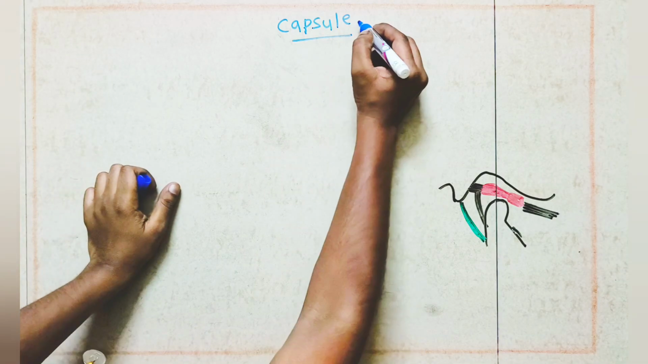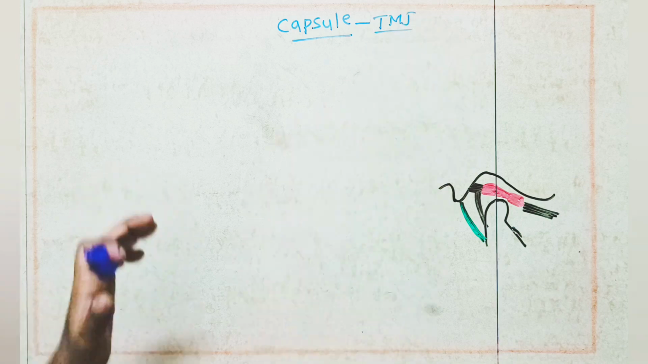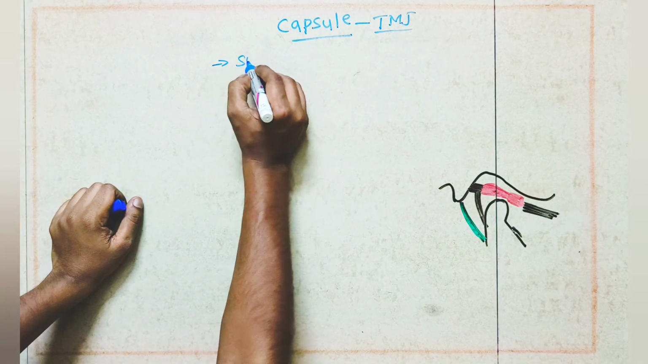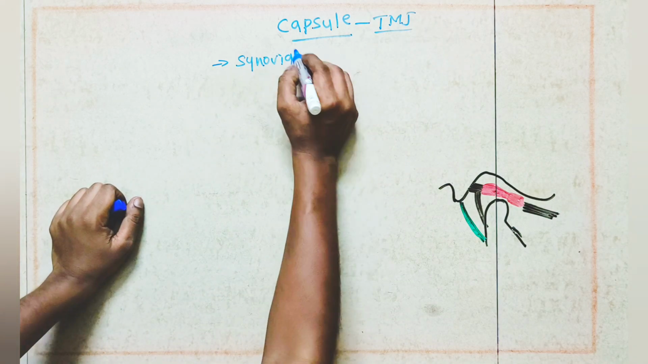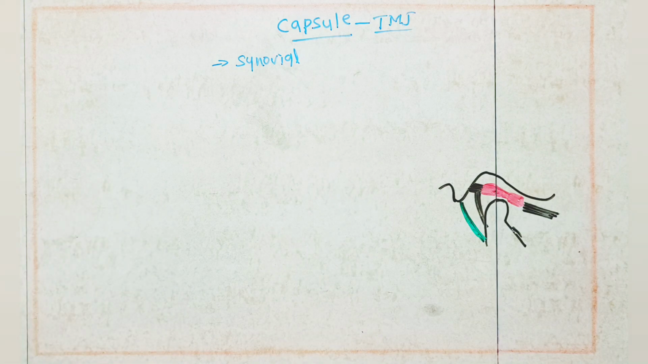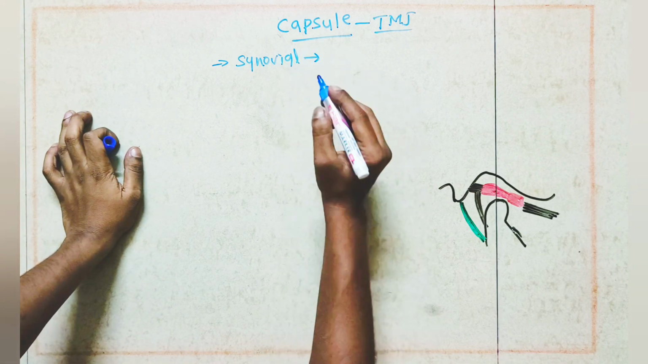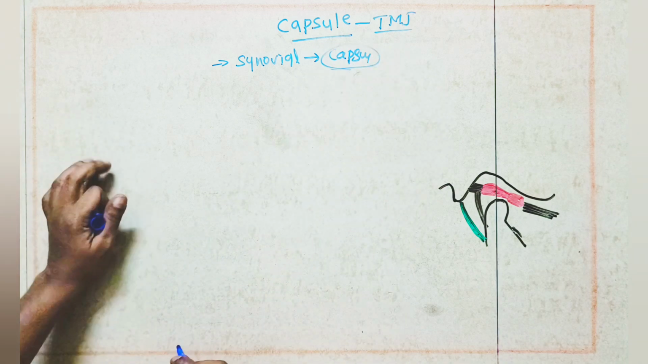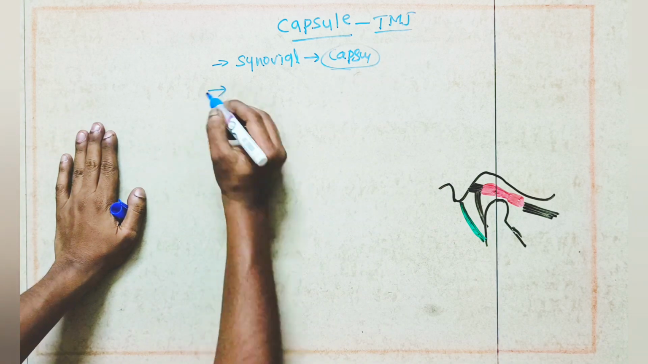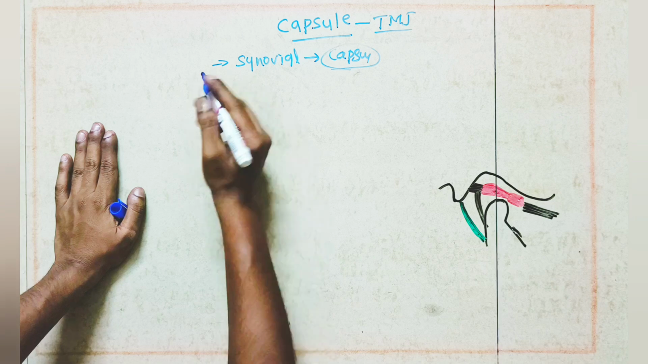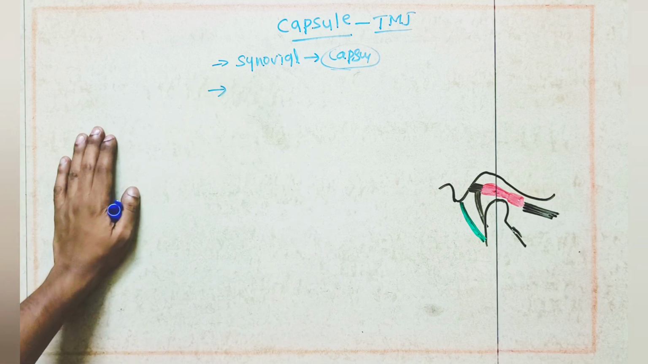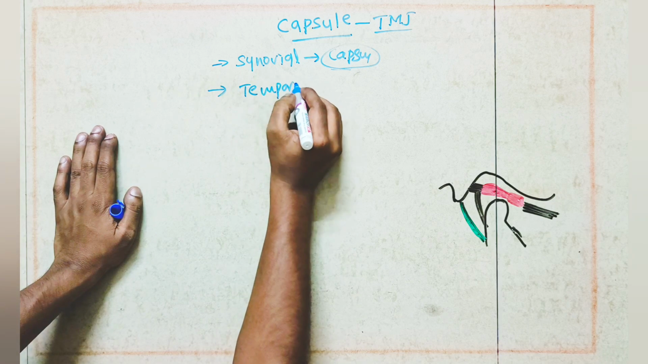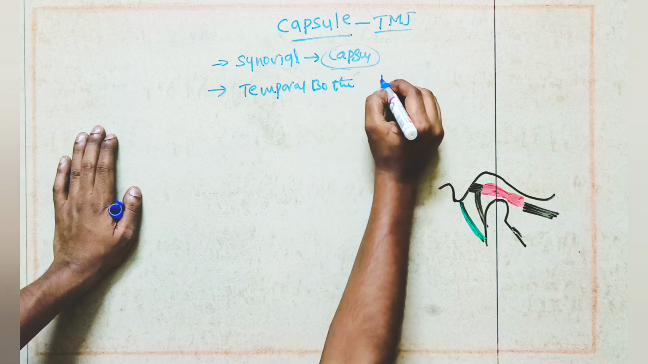Now we'll see the capsule of the temporomandibular joint. As we discussed earlier, it is a synovial joint. A synovial joint must have a joint capsule. So if you see the joint capsule, the temporomandibular joint is supported by capsular fibers running from the temporal bone to the disc.